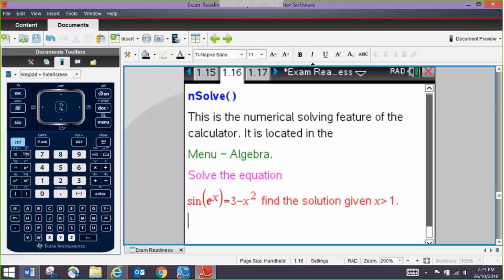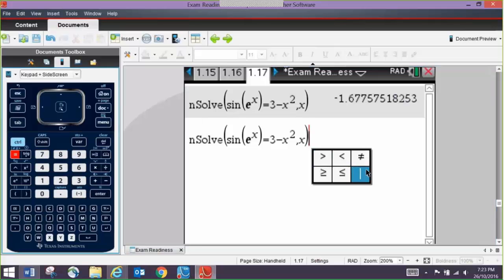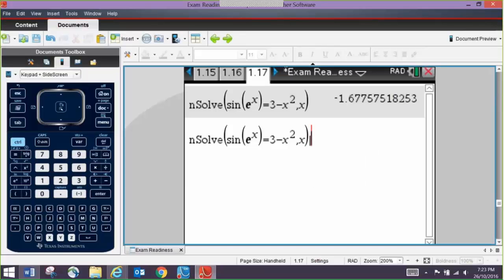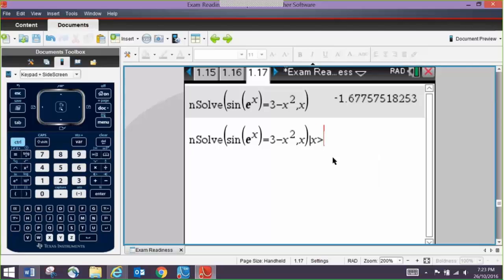So what I've said here is I actually want a solution that's greater than 1. So what I can do is go up and grab that previous calculation, and once again add in through the control equals menu the given symbol, and I can tell it, okay, well I want to use x greater than 1, and it tells me, well, this is the answer here.